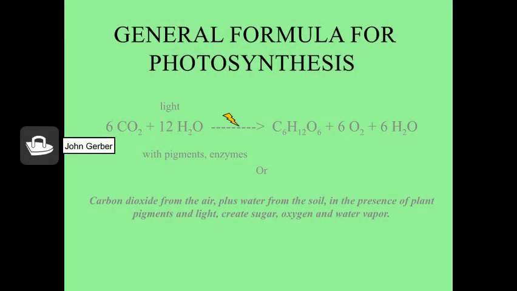Here's the chemical formula for photosynthesis. Carbon dioxide from the atmosphere enters the leaf through the stomates. Water enters the leaf through the root system and travels up through the xylem. In the presence of energy, this indicates sun's energy, it produces sugars. Here's a 6-carbon sugar, releases oxygen, and releases water.